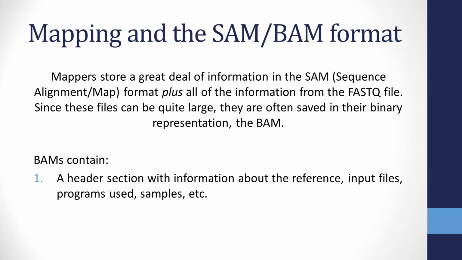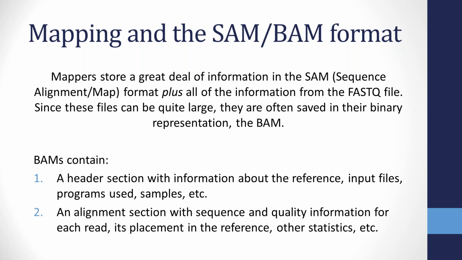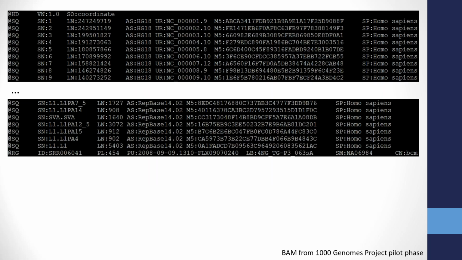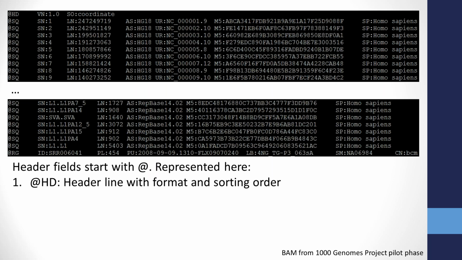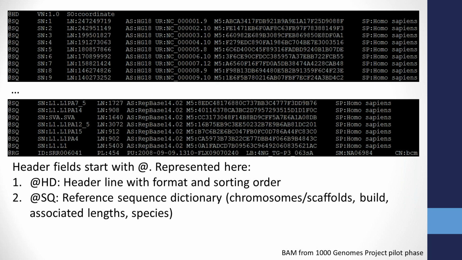First is a header section with information about the reference, program used, what kind of samples we're dealing with, that kind of stuff. And the second is an alignment section. And this is what really contains the meat and potatoes of the BAM: where in the genomic context each read is positioned, chromosome, position, some quality, some measure of confidence, that kind of stuff. So as an example, let's take a look at a header. This header is from the 1000 Genomes Project. The header fields basically all start with an @ sign. And the first one is the header line, and it contains something about which format we're dealing with and the sort order of the various positions of the reads in the file itself.